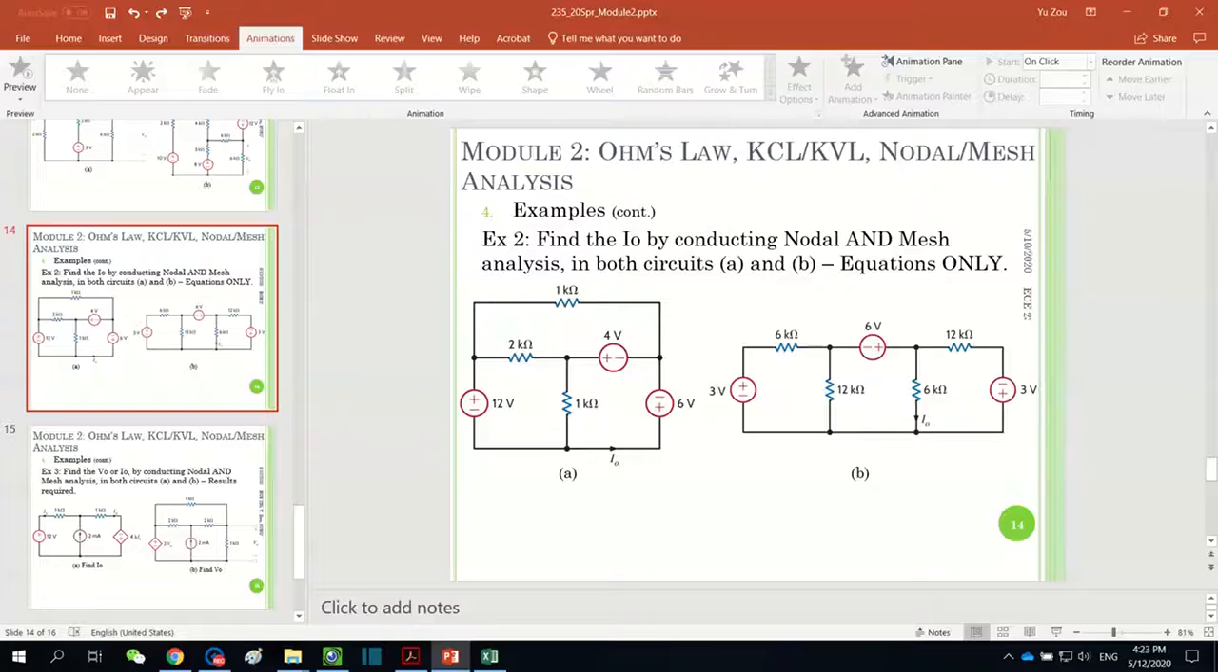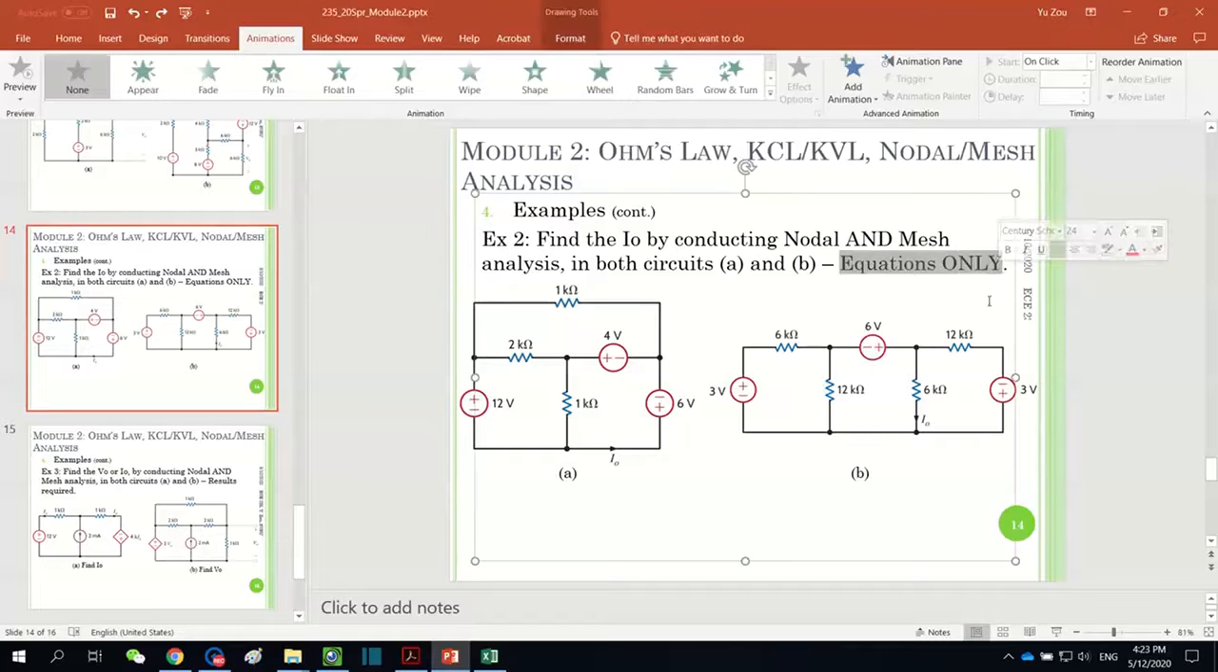Now let's take a look at example 2, also circuits A and B. For the two circuits, we're going to conduct both nodal and mesh analysis, one method at a time, as an exercise. And again, equations only. We don't need to worry about the results.